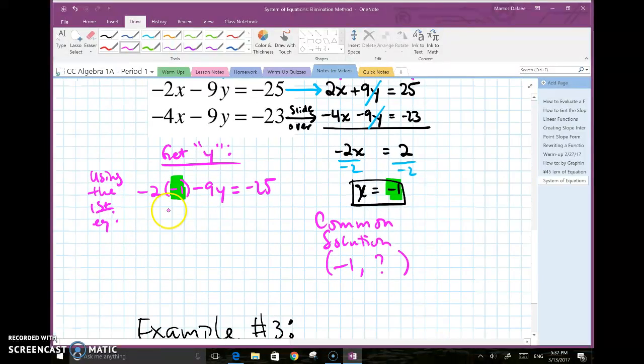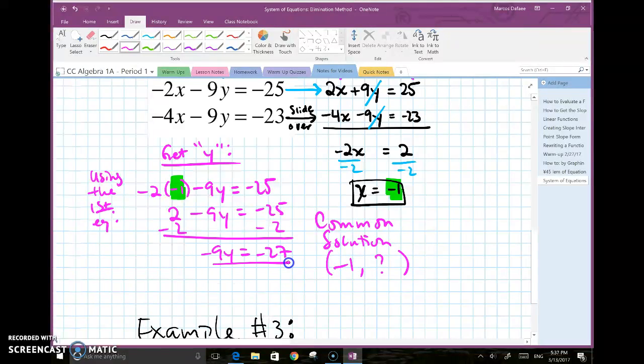From here on, it's simply the rules for solving equations. So this is now positive 2 minus 9y. And then if I subtract 2 on both sides, I get negative 9y is equal to negative 27, which, when dividing by negative 9, means that my y is positive 3. And that means my unknown is now known. This 3 goes in here, right there. And just like that, I'm finished.